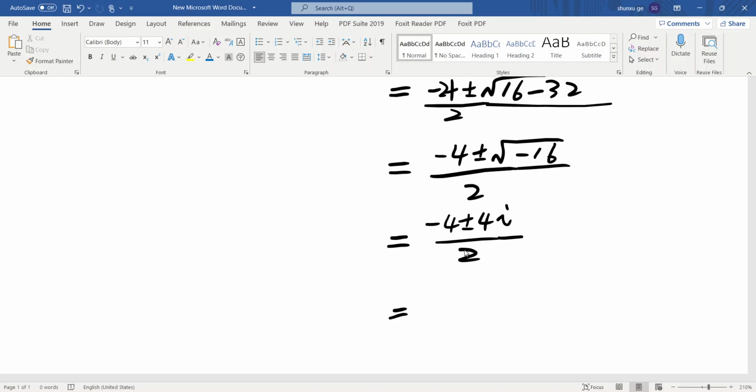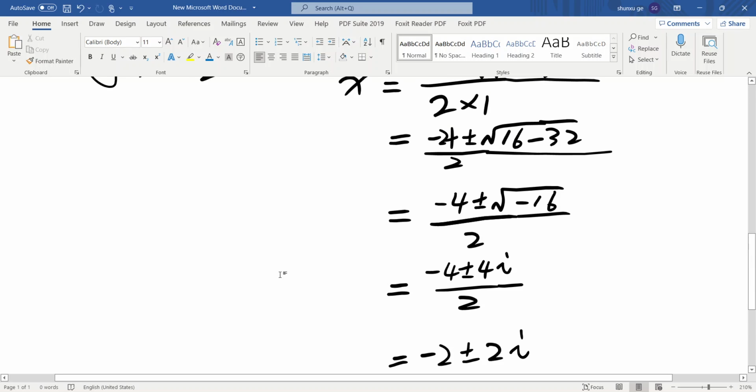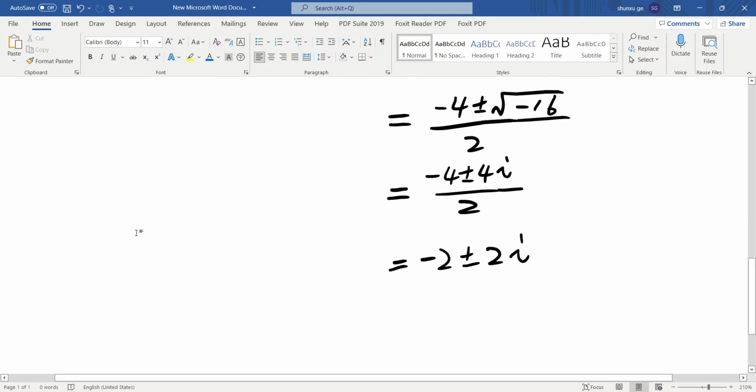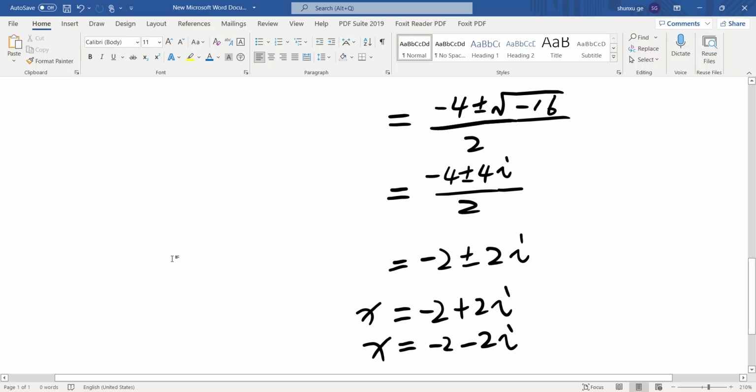So we take these 2 at the denominator out to cancel them. So, okay, negative 2 plus minus 2i. Okay, so the solutions here: the first one is 2, the second is x equals negative 2 plus 2i, and the other is x equals negative 2 minus 2i. Okay, so there are 3 solutions totally.